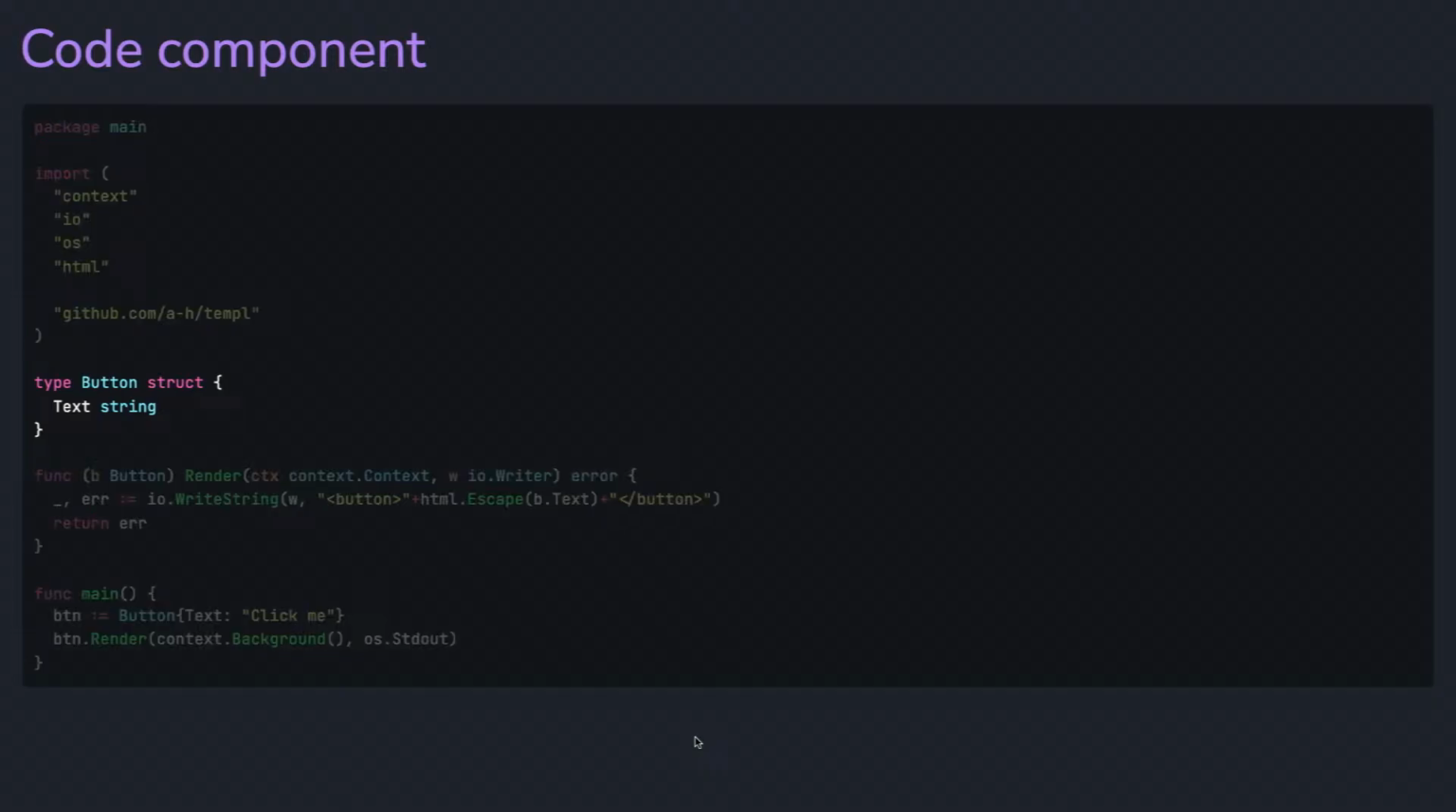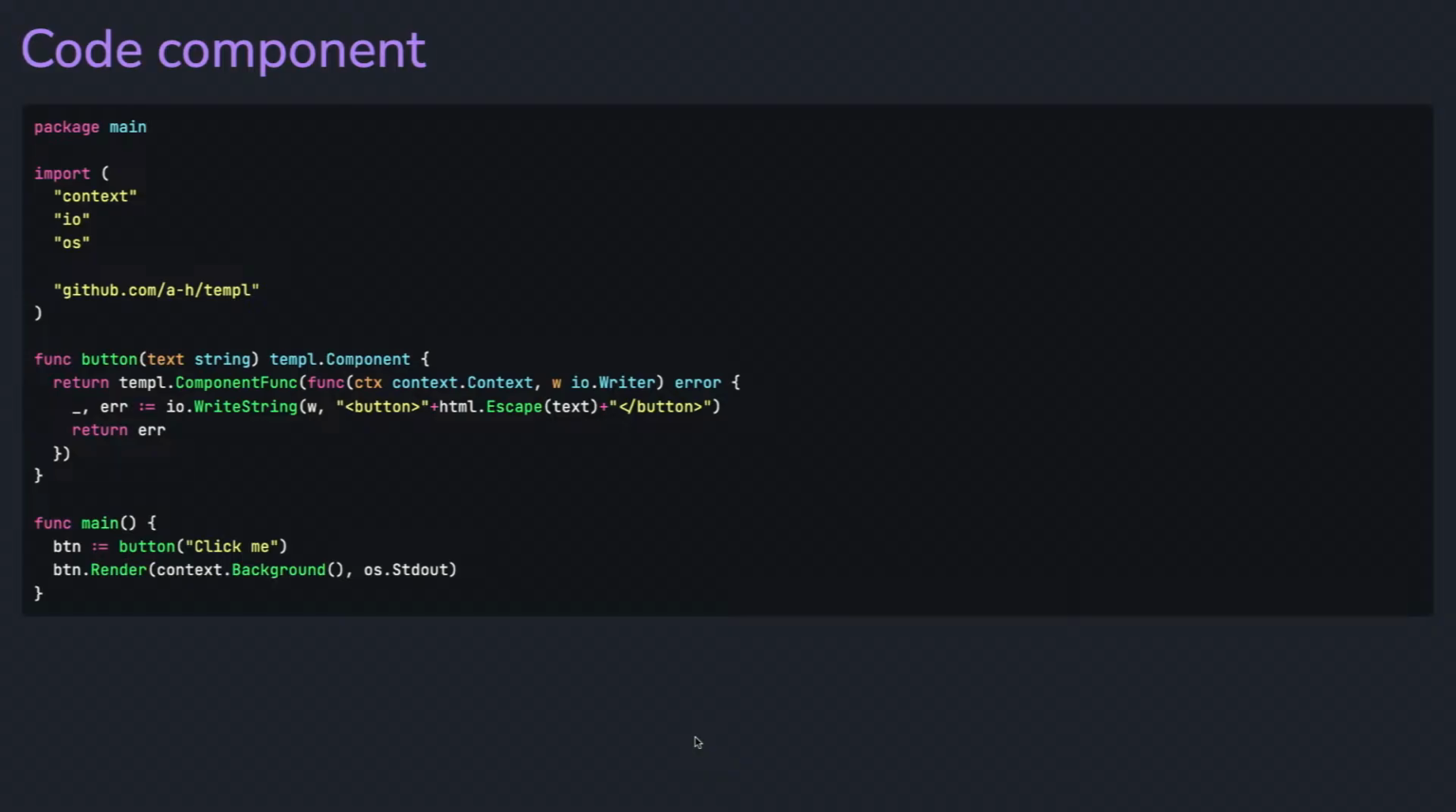So here I've defined a button. It's got a field on it called text. And then I can implement the render function. Now, obviously, you're on your own here in terms of content escaping. So any kind of cross-site scripting problems and stuff, that's up to you to solve in a code-only component. In a normal Temple component, all of the content is auto-escaped for you. And then, yeah, you can render out your code component, and you can compose that like you would any other Temple component.